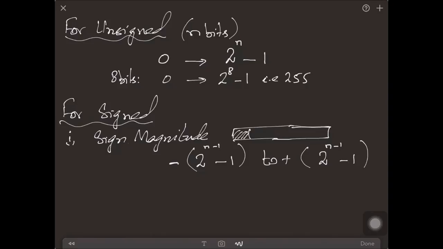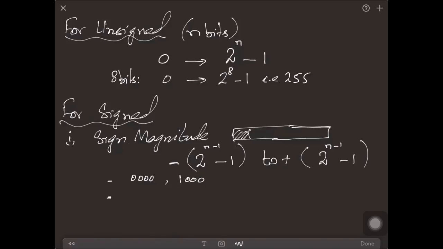Well, we normally do not use this in our computer system because of two reasons. The first is that it has two ways to represent 0. We can have a positive 0, if I talk about 4 bits, we can have a negative 0 if we talk about 4 bits. The other important point is that normal binary arithmetic rules do not apply to this sign magnitude representation.